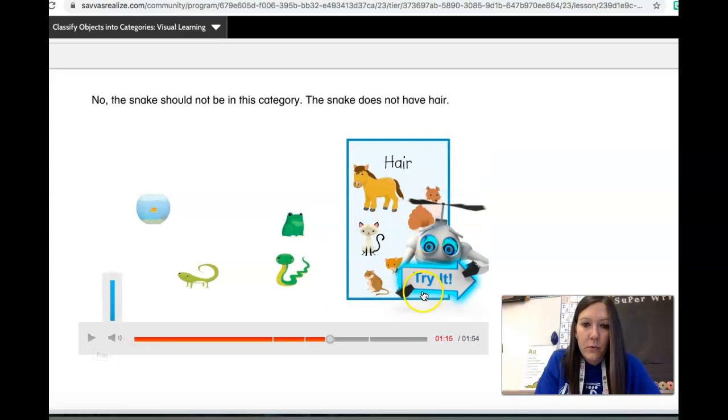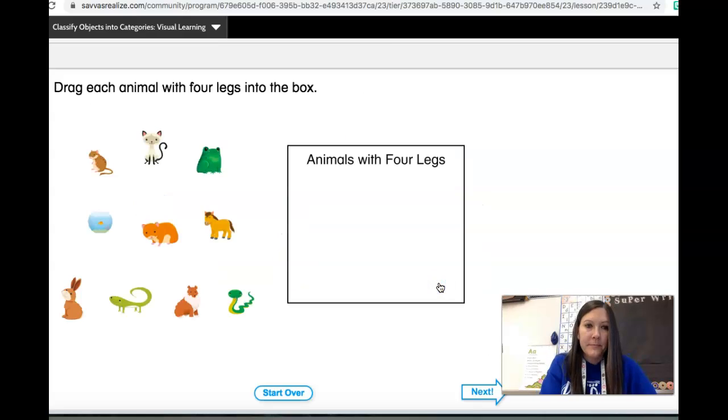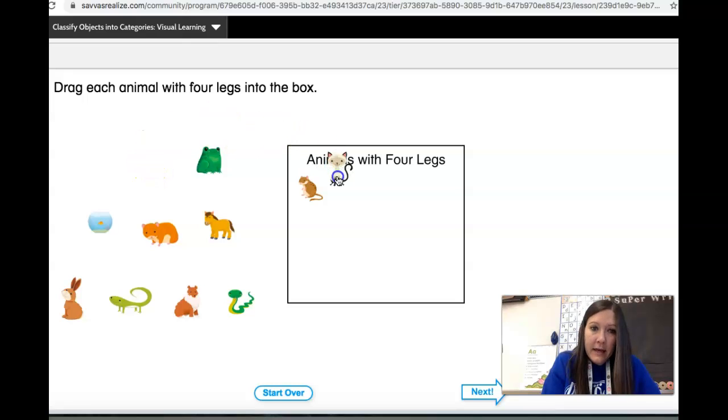Ooh, we get to try it. Drag each animal with 4 legs into the box. All right, so this category says animals with 4 legs. So let's see. Mouse or gerbil maybe has 4 legs. So he goes in that category. Cat. That's an animal that has 4 legs.